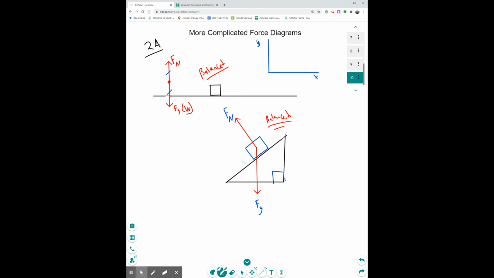Now, here's the thing: if the object is moving, it's not going to be bouncing off of the hill. It's not going to be going through the hill, right? So it's probably going to be moving along this path, right? So if the box were to be moving, it'd be moving along this path, right?